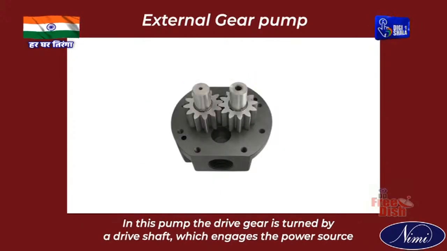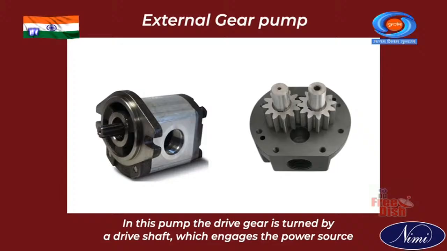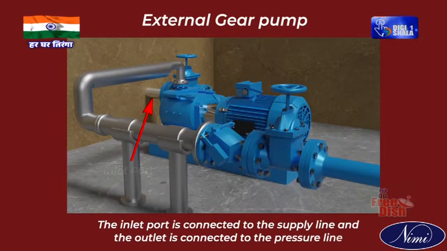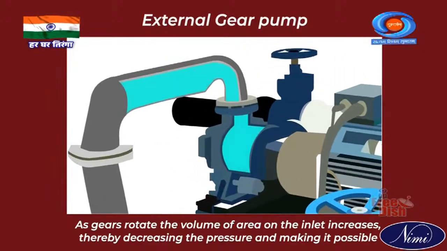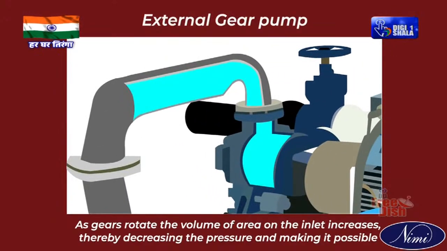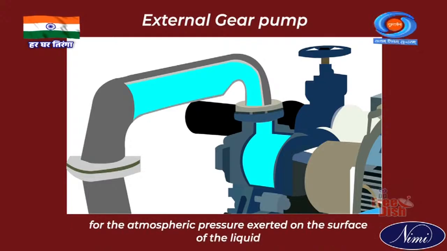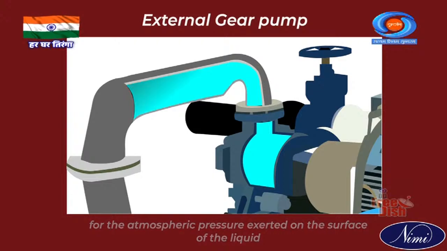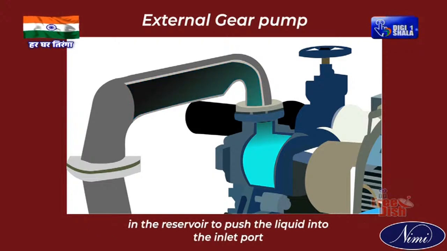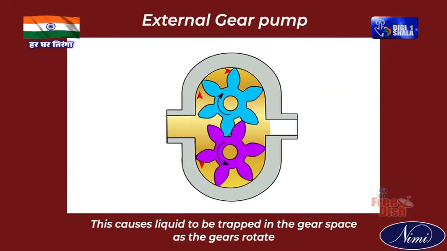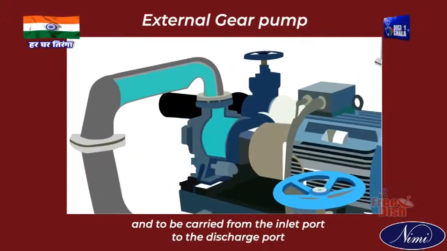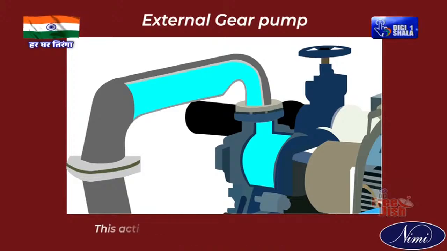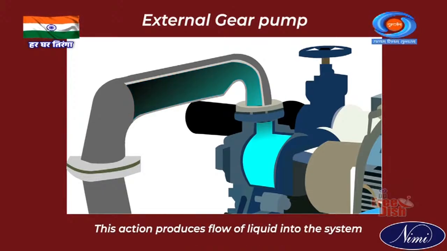In this pump, the drive gear is turned by a drive shaft which engages the power source. The inlet port is connected to the supply line and the outlet is connected to the pressure line. As gears rotate, the volume of area on the inlet increases, thereby decreasing the pressure and making it possible for the atmospheric pressure exerted on the surface of the liquid in the reservoir to push the liquid into the inlet port. This causes liquid to be trapped in the gear space as the gears rotate and to be carried from the inlet port to the discharge port.